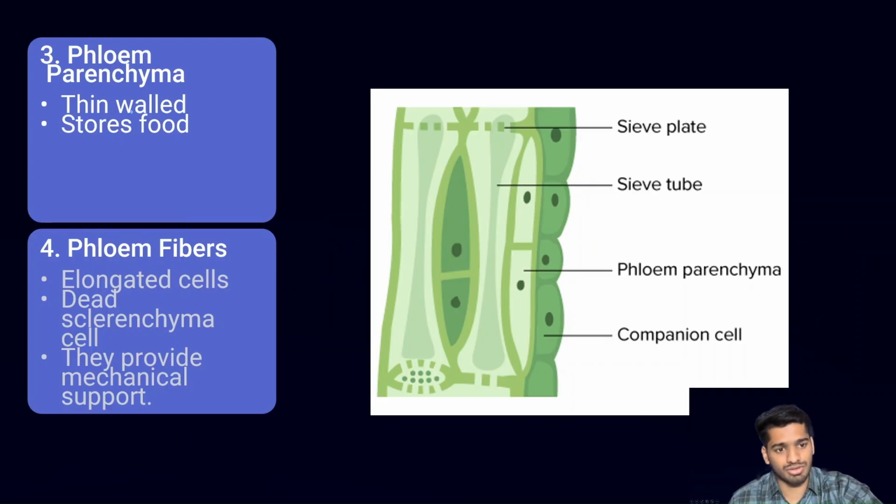And after that, you know that phloem parenchyma is thin walled and is going to store food, and phloem fibers are elongated dead cells. They are going to provide mechanical support. So with this, we have completed the xylem as well as phloem.